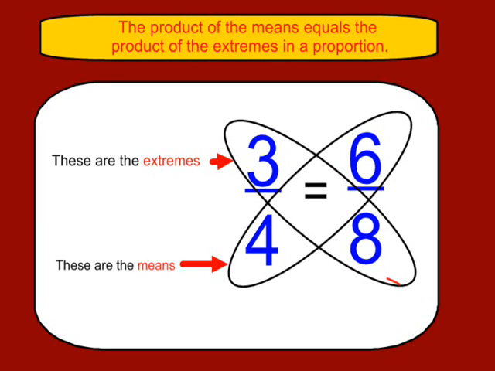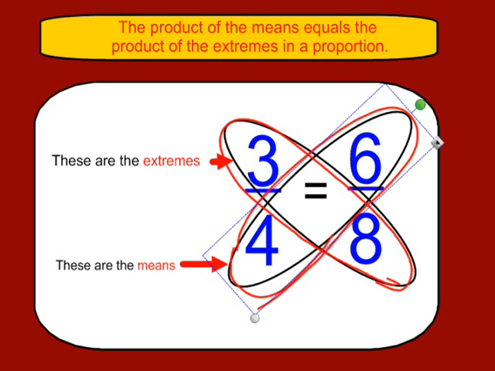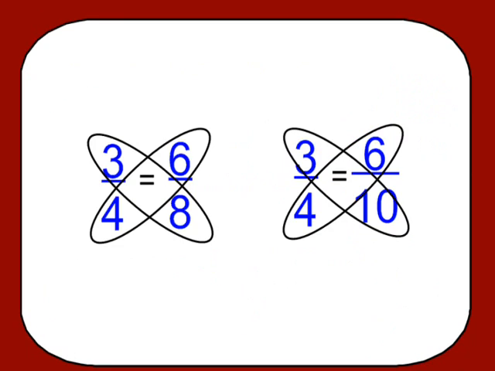Well, we actually have names given to parts of a proportion. These two terms right here are called the extremes, and these two are called the means. And when you multiply the extremes, so if you multiply 3 times 8, you get 24, which should equal the product of the means. When you multiply 4 times 6, it's also 24. And since the product of the extremes equals the product of the means, that means that this is in fact a proportion.